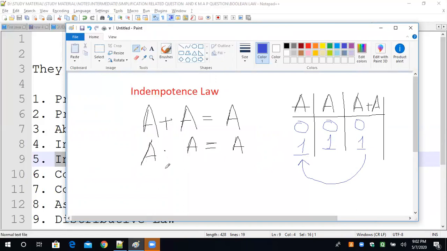Similarly, we can test by taking 0 dot 0 will be 0 and 1 dot 1 will be 1. No problem. So whatever values I am taking multiple times, that single entry can be written like that. Understand one thing?